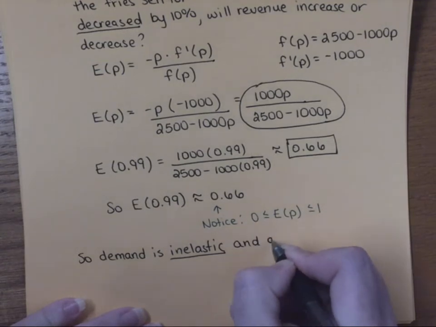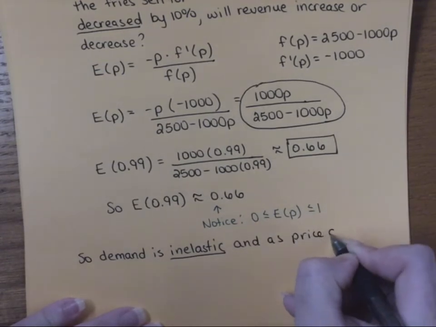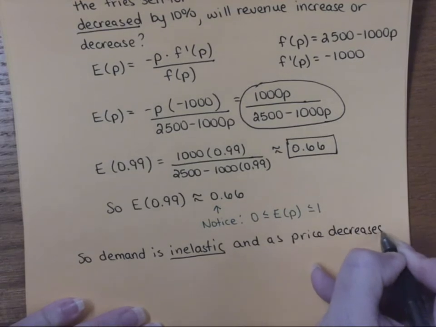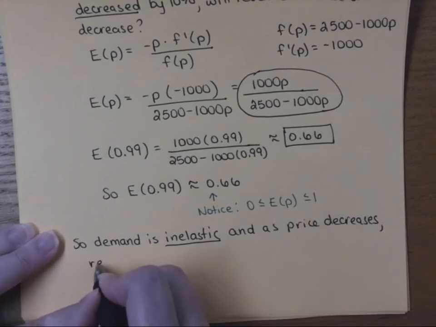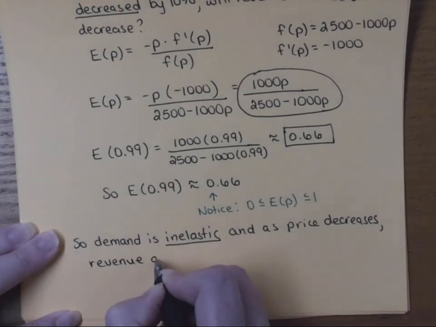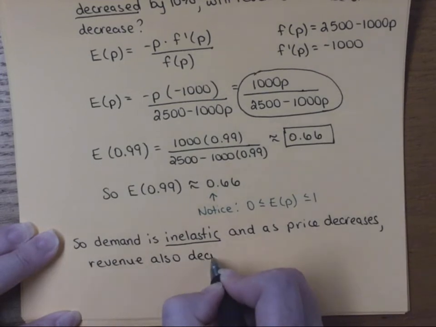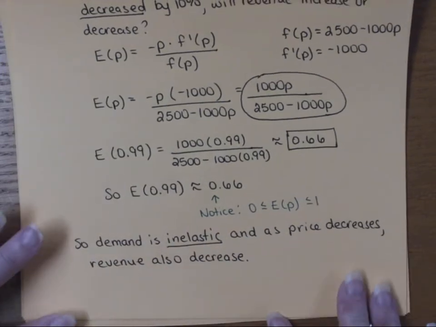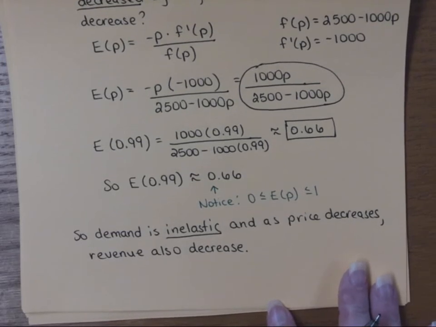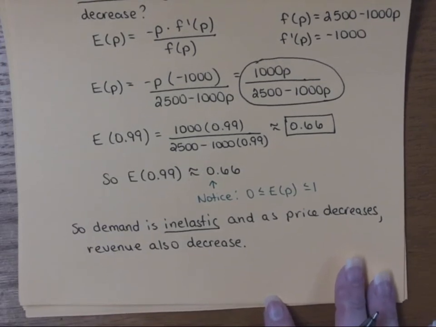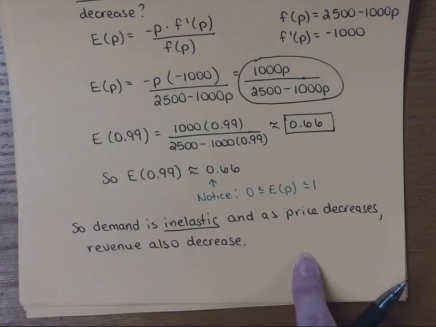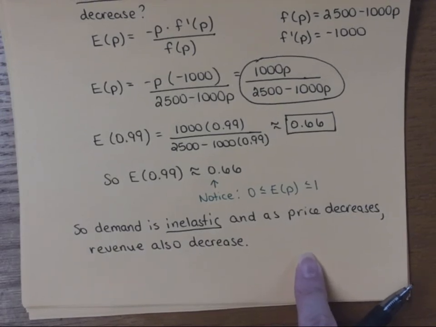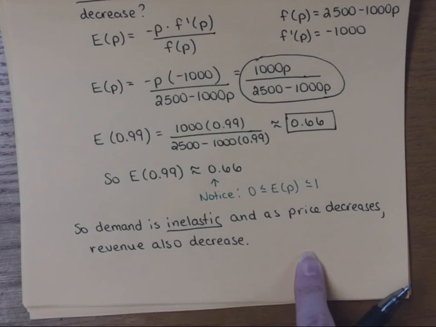So as the price decreases, think about that. What that means is as the price decreases, the revenue is also going to decrease. So when it's inelastic, an increase in price means an increase in revenue, okay? But when you're decreasing the price, the revenue will also decrease, okay? So a good way to think of it is when the demand is inelastic, the price and revenue will kind of go the same way. When it is elastic, the price and revenue go different directions, as one goes up, one goes down. And then when it's unit, the revenue stays the same.